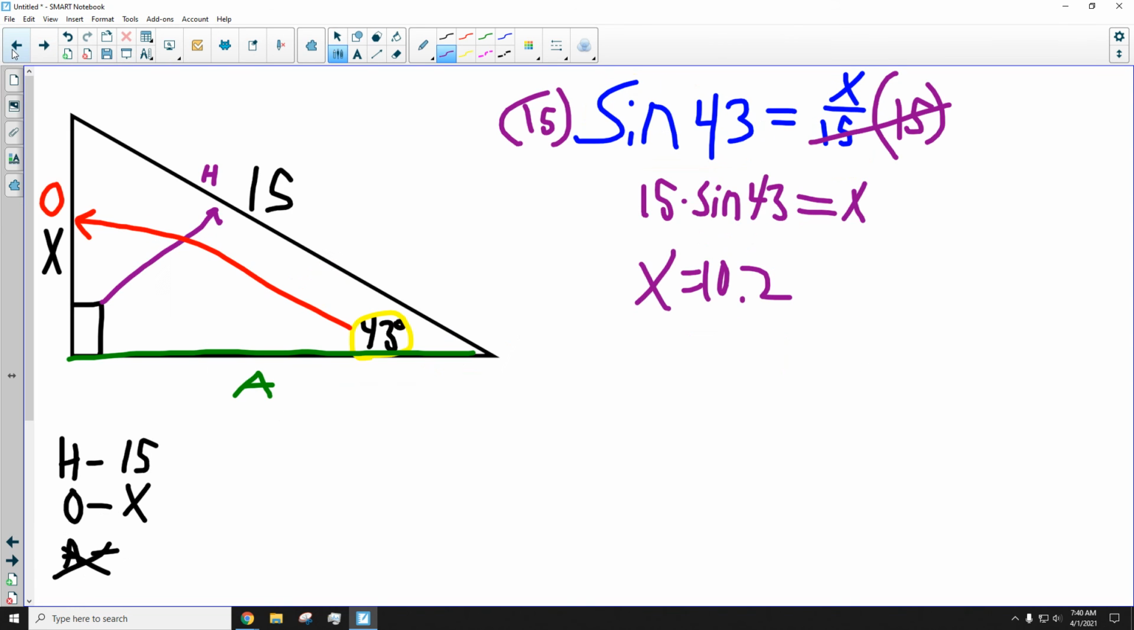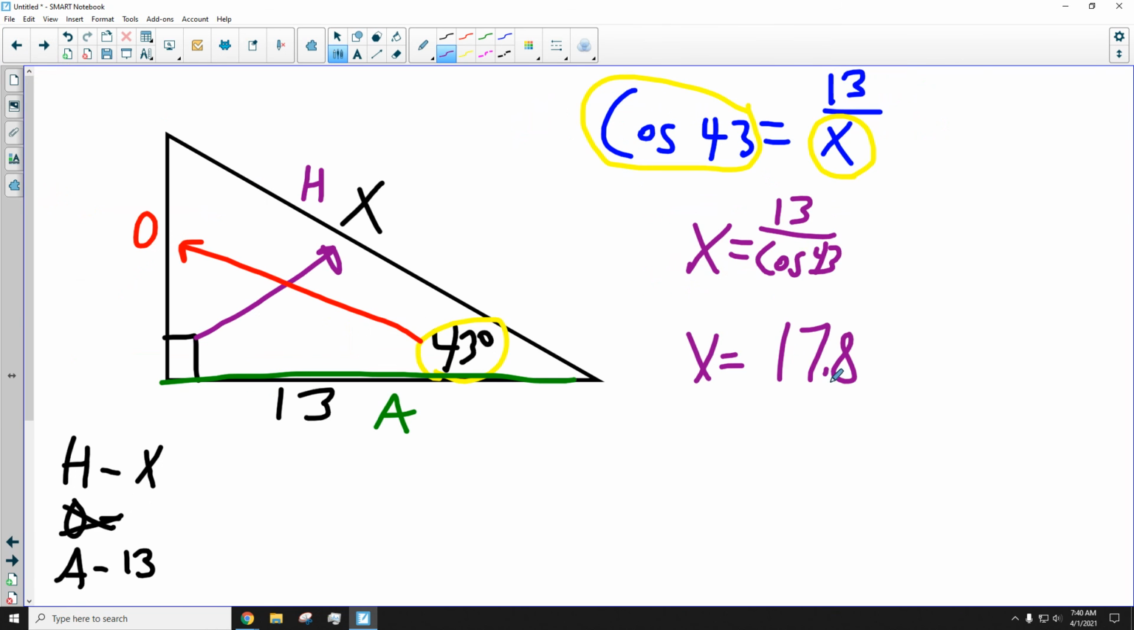Did I say this one was degrees? I did not. Good. On the side length, 17.8 is the length of my hypotenuse. Okay.